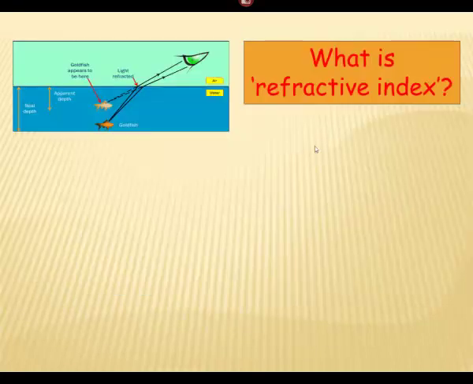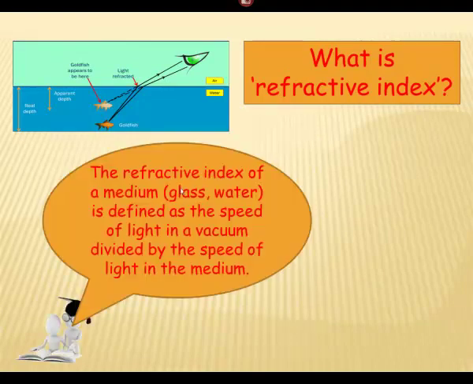Now we have a thing called refractive index. We're not going to go into a great deal at this point. Let's just introduce you to refractive index. Now refractive index of a medium, be it glass or water or perspex or diamond, whatever, is defined as the speed of light in a vacuum, got it? Which is, what is it, 300,000 kilometers a second, divided by the speed of light in the medium.